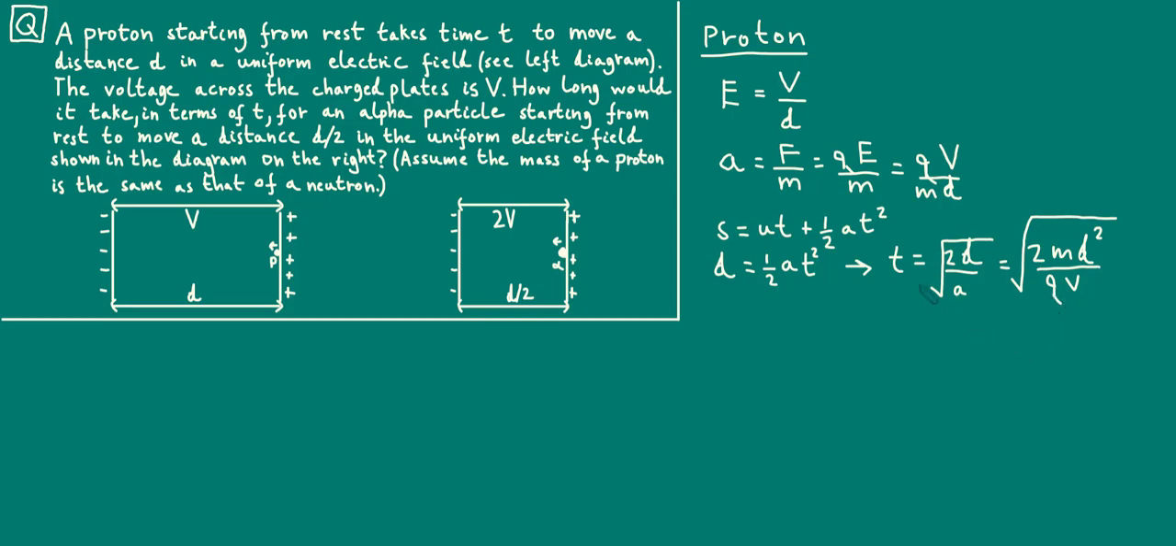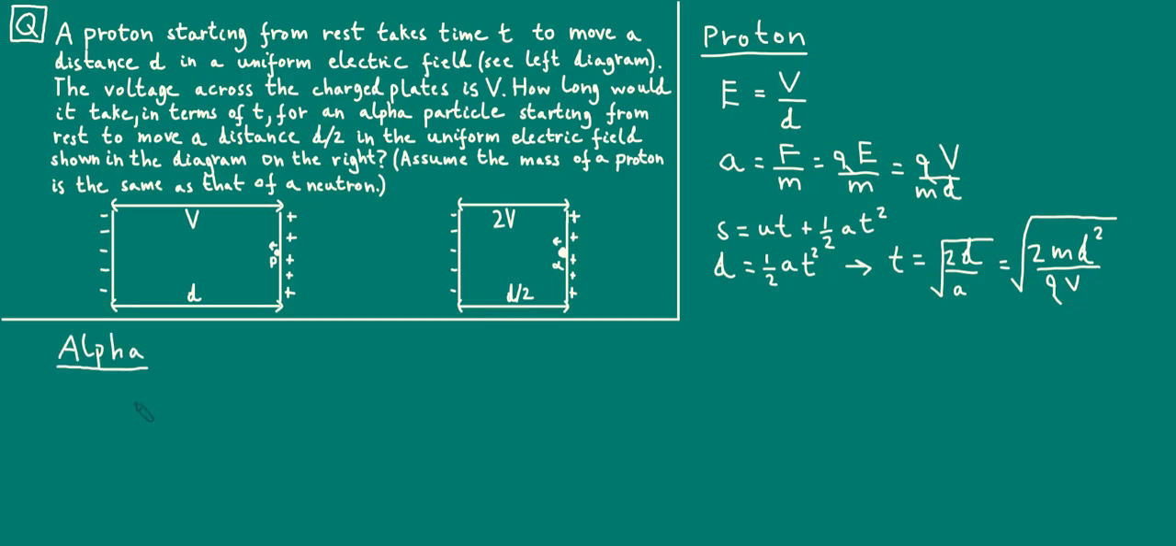So what we found here, as promised, is an expression for the time of travel for the proton and how it depends on the variables in the problem, namely the mass, the distance between the plates, the charge, and the voltage across the plates.